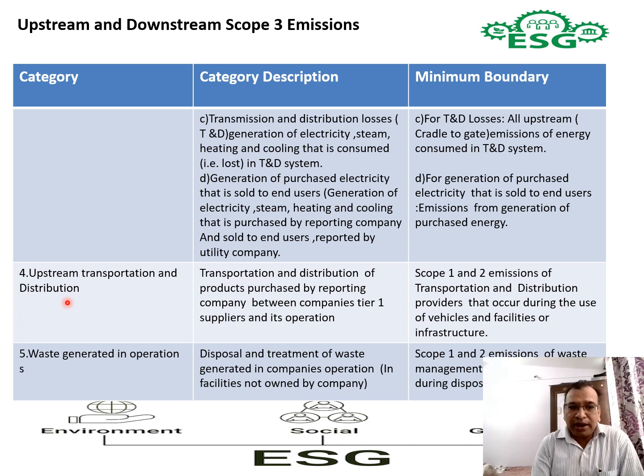Then comes category 4, upstream transportation and distribution. Whatever the transportation and distribution of the products purchased by the reporting company between its tier 1 suppliers and its own operations, all has to be captured. All the logistics transportation during upstream transportation and distribution has to be captured. So scope 1 and 2 emissions of the transportation and distribution providers that occur during the use of vehicles and facilities or infrastructure have to be captured in this category.